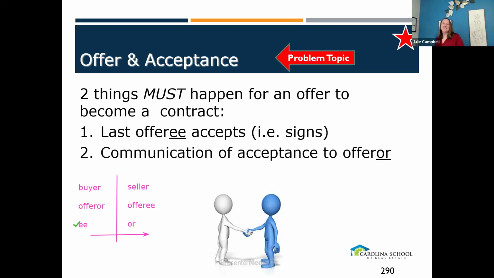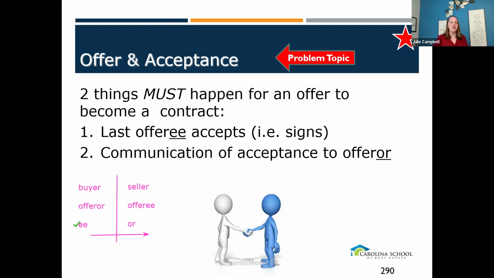Thank you. So we have these two things. The last offeree accepts. For your exam, we know that it's been signed. And then communication of acceptance must cross the line. Communication of acceptance must go back to the person making the offer. Again, you guys, please make a big note of that. It does not say delivery of the contract, does it? It says communication, the fact that it's been signed.